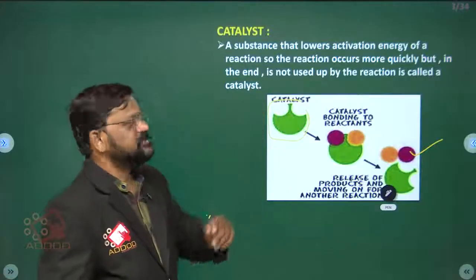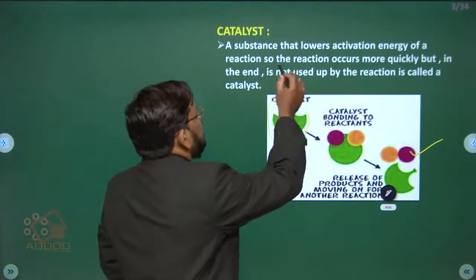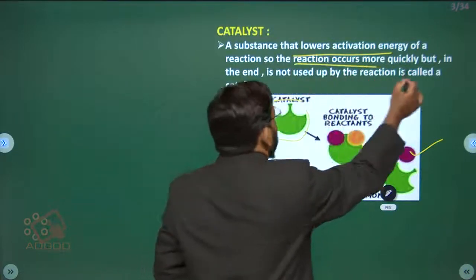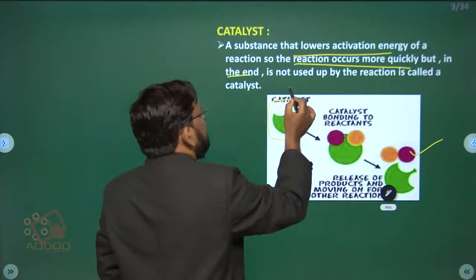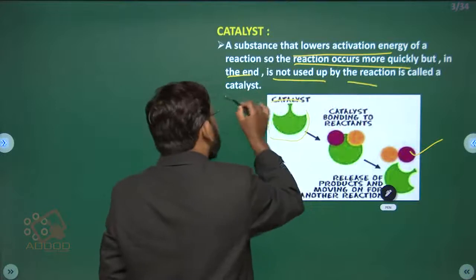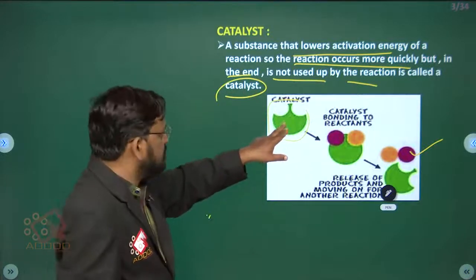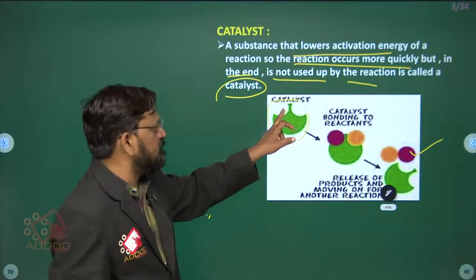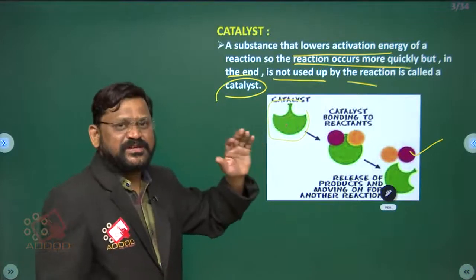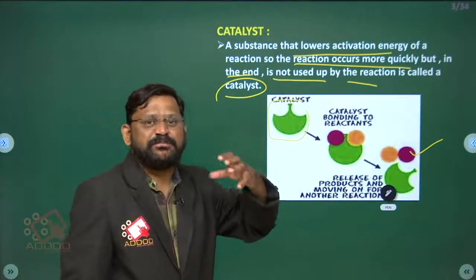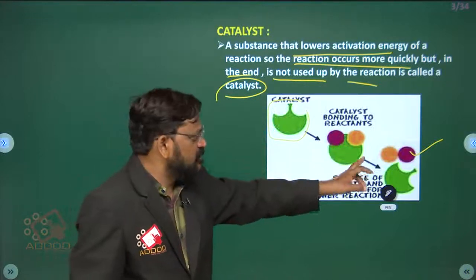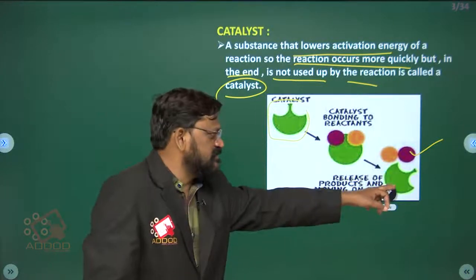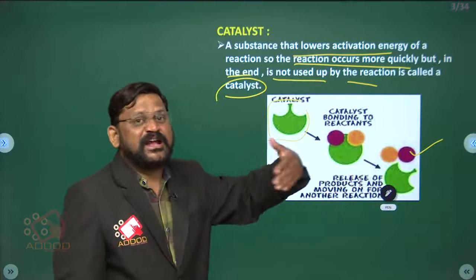An enzyme is a catalyst. What is a catalyst? It is a substance that lowers the activation energy of a reaction so that the reaction occurs more quickly, but in the end it is not used up by the reaction. In this diagram you can see the enzyme, or the catalyst. The substrate binds to the active site of this catalyst. The enzyme has a site, a pocket or a crevice, in which the substrate binds. When the substrate binds, they form an enzyme-substrate complex. Afterwards the products are formed and released, the enzyme gets separated, and it will catalyze another set of reactions.